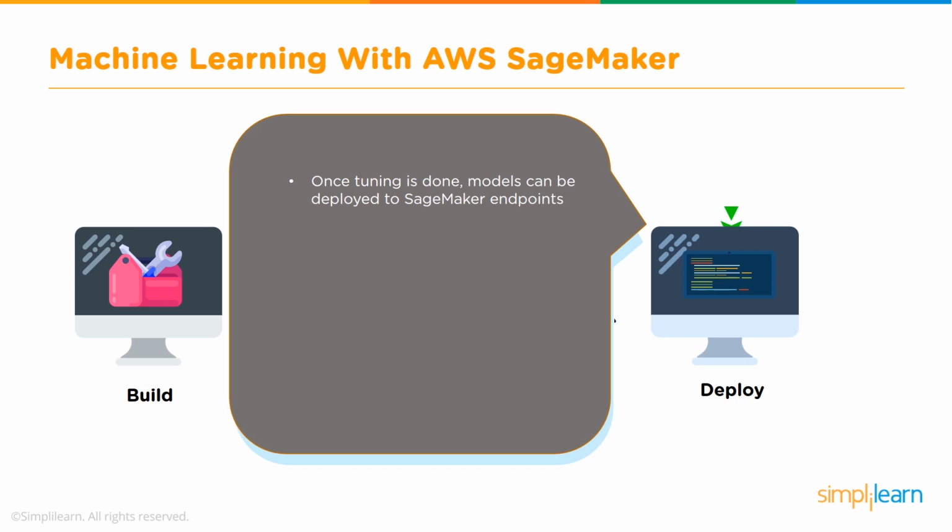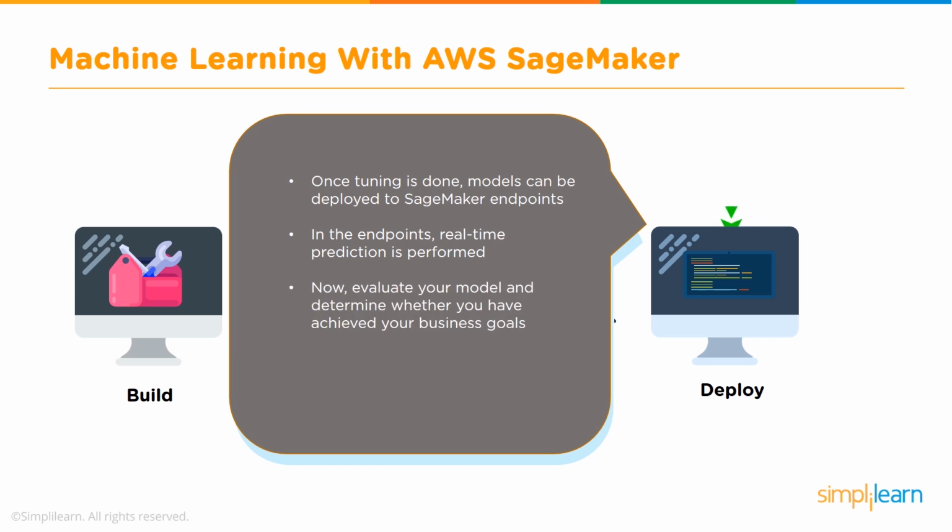Now, the last step, that is to deploy the model. So once tuning is done, models can be deployed to SageMaker endpoints. And in the endpoint, real-time prediction is performed. So you would have some data which you would reserve and validate your model whether it is working correctly or not. Now evaluate your model and determine whether you have achieved your business goals.